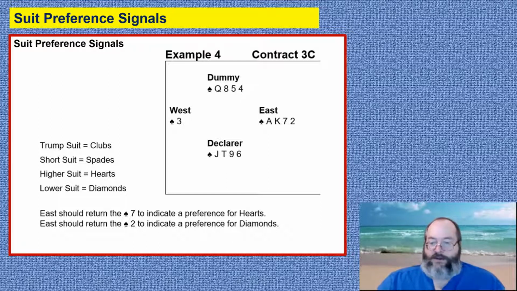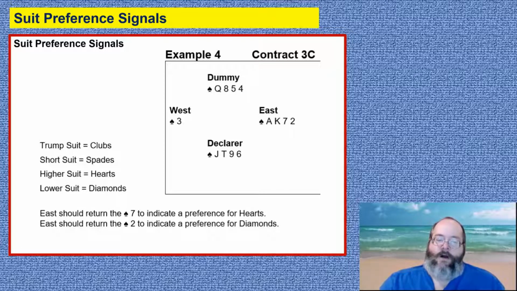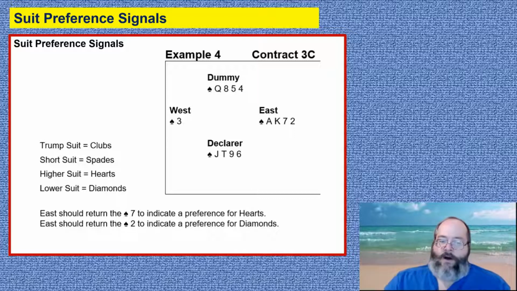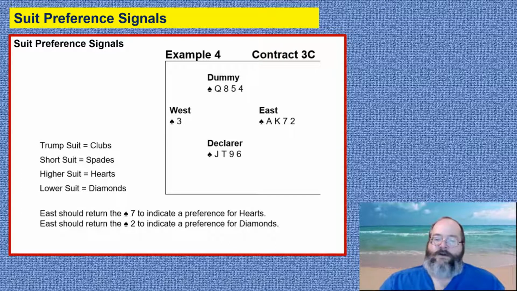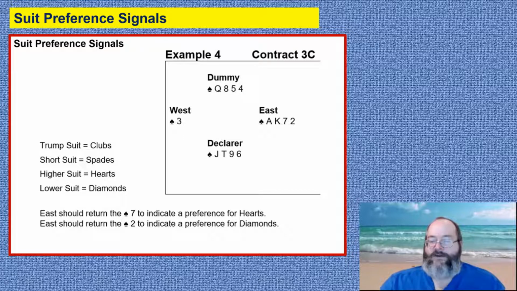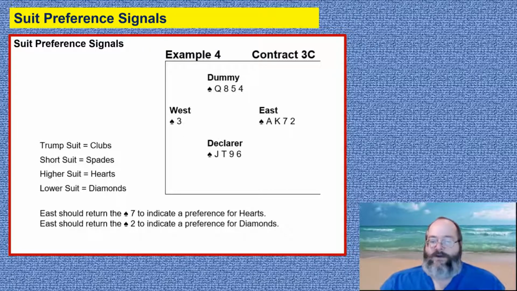So trump is clubs, they don't count, right? I'm leading back a spade, spades don't count. The remaining 2 suits are hearts and diamonds, right? So hearts are the higher ranking suit, diamonds are the lower ranking suit. So if I return my higher card here, the 7 of spades, that would indicate a preference for a heart return. The 2 of spades would indicate a preference for a diamond return.